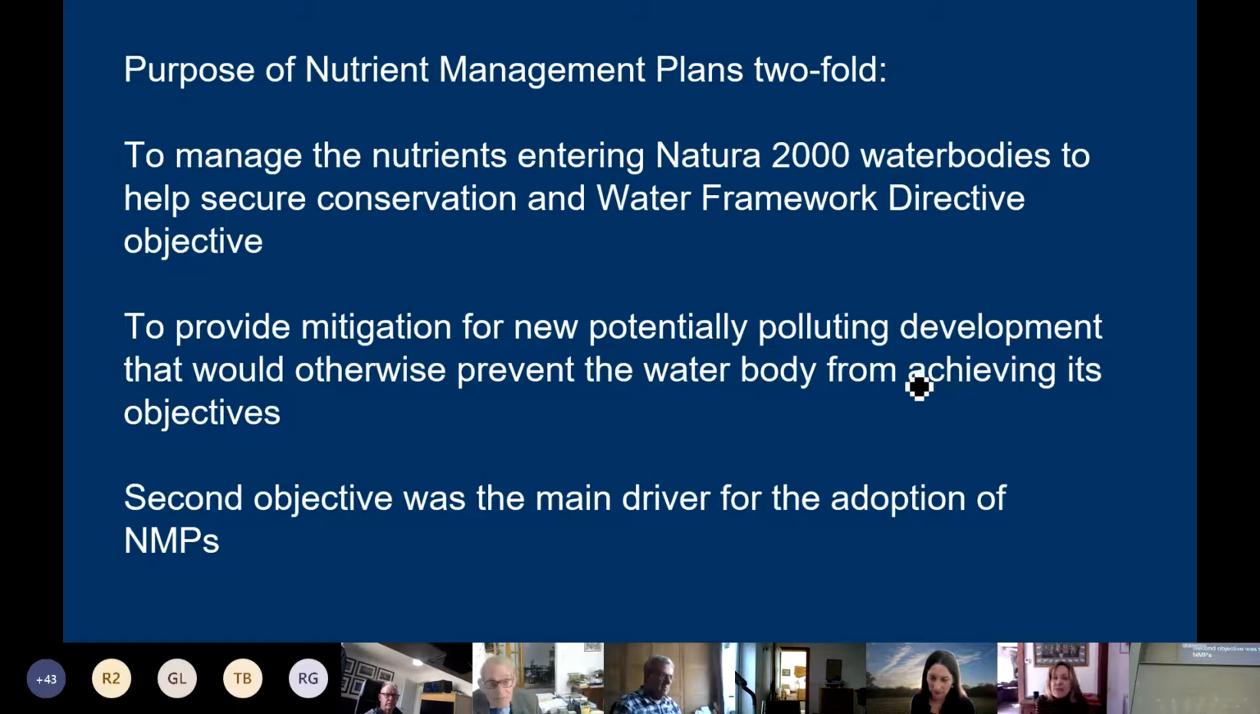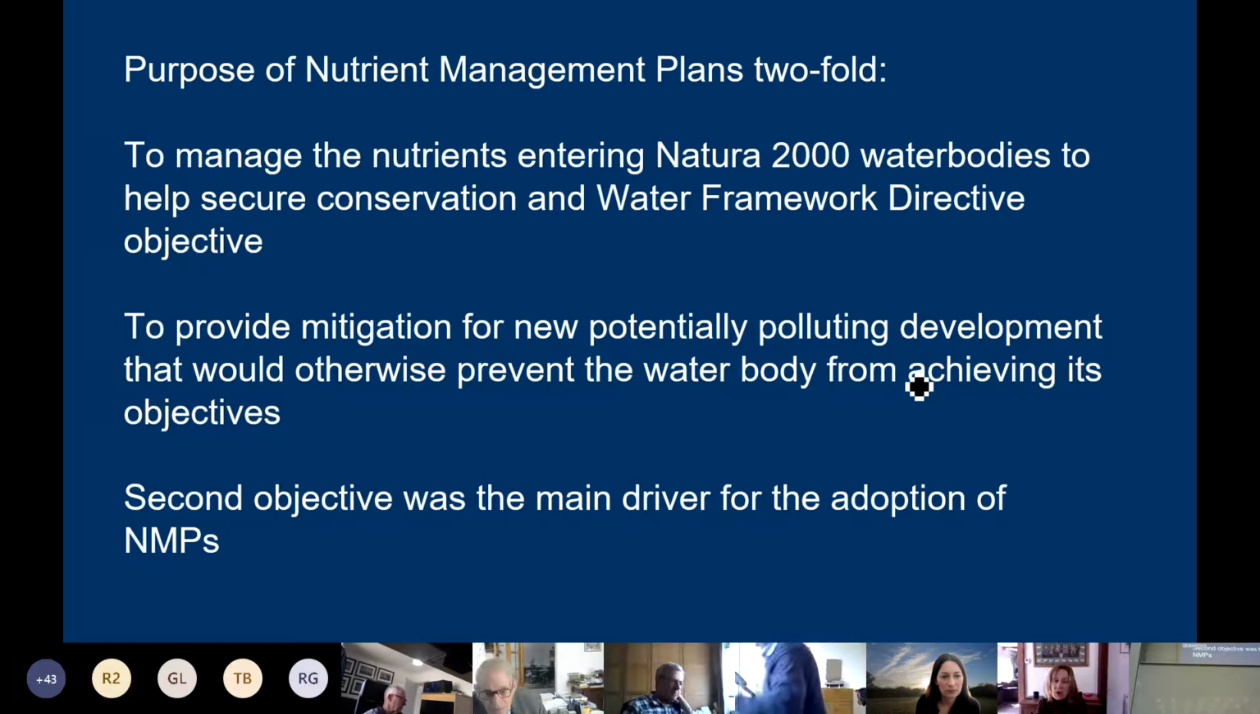Nutrient management plans were devised for two purposes. The first of them was to manage the nutrients going into Natura 2000 water bodies. Those are water bodies, rivers designated under the Habitats Directives, and these are vulnerable to high levels of nutrients, in particular phosphates and nitrates, which cause eutrophication and ecological damage. So the idea of the plans was to control the nutrients that go into the watercourses to secure the Conservation and Water Framework Directive objectives.